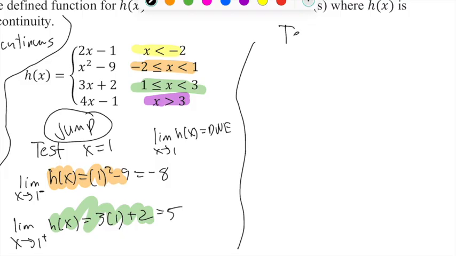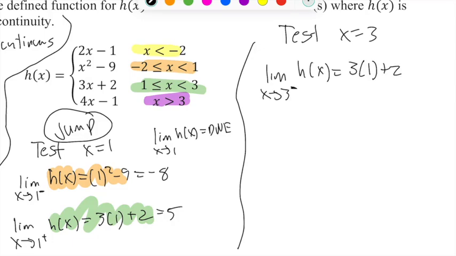Now, lastly, let's test x equals 3. So let's do 3 from the left. And again, if you're coming from the left of 3, you're still in this green equation. So this is going to equal 5.